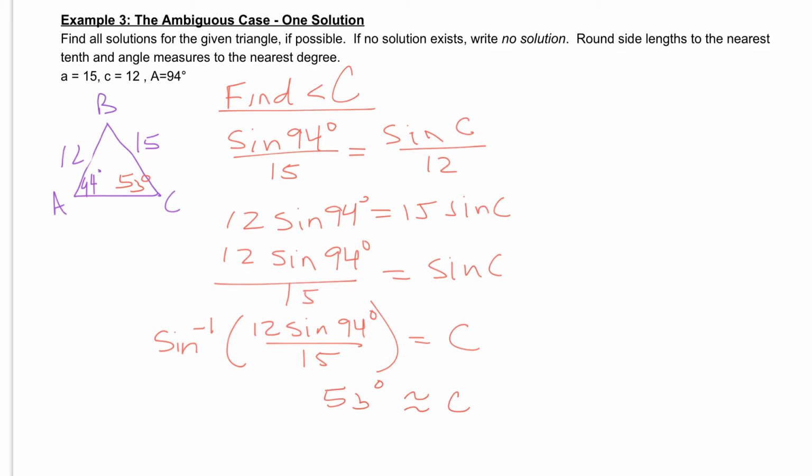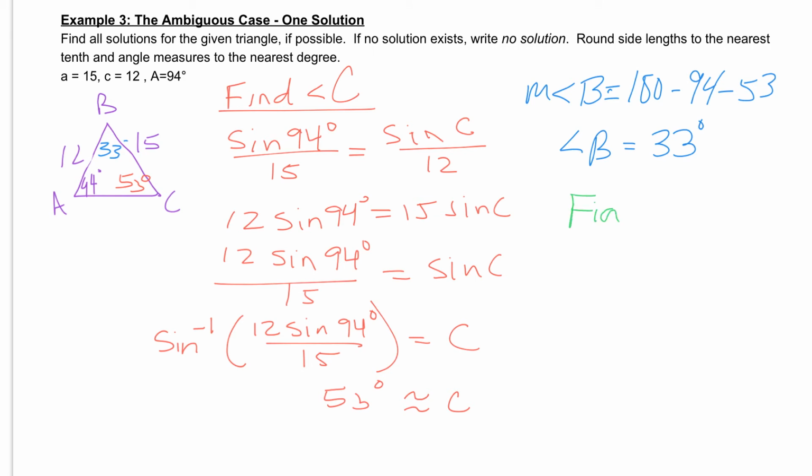And then the next thing I'm going to do is find angle B, because if I have my other two angles, angle B is pretty easy to find by just subtracting from 180. So the measure of angle B is going to be 180 minus 94 minus 53. So angle B is going to be 33 degrees. I'll fill that into my triangle. And then we need to find our last thing, which is side b. So now we're going to find little b.